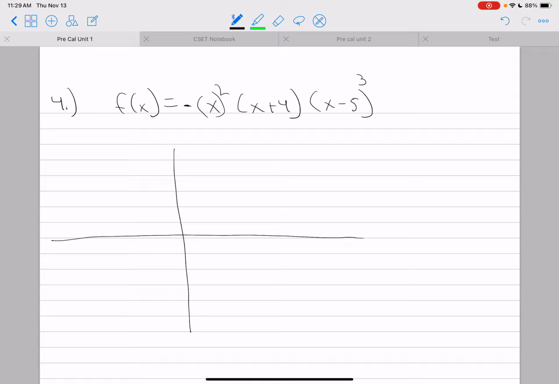Okay, so let's see. How many degrees is this thing? We got 1, 2 roots there. 1 more, so that's 3 roots there. 3 more, so that's 6 roots total. So 6 roots, which means it is a 6th degree, which means it is even.